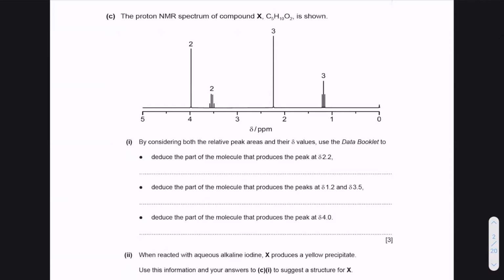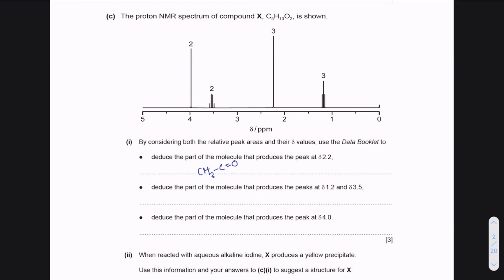Okay, let's see. The NMR spectrum of compound is shown by considering both the relative peak areas and their delta value. Use the data booklet to deduce the part of the molecule that produces the peak at 2.2. 2.2 पे 3 hydrogens हैं which are sharing this. अब 2.2 की range में जाता हूँ. 3 hydrogen वाली मेरे पास एक option है CH3C double bond O. 2.2 पे that's the only option I have with 3 hydrogens.